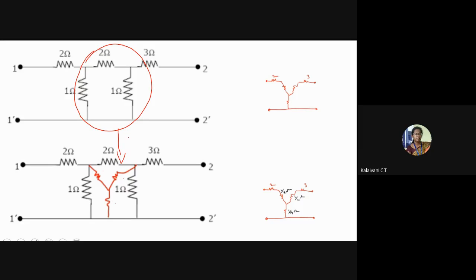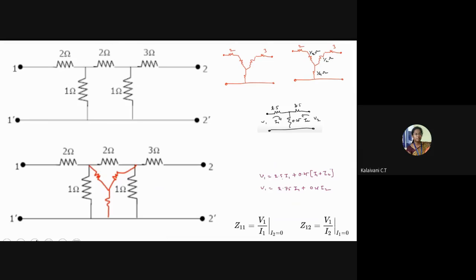In the circuit, 2 and 1 by 2 are in series now. This 1 by 2 and 3 are in series. So we can add these two. So 2 plus 1 by 2 will be equal to 2.5. 3 plus 1 by 2 will be equal to 3.5. 1 by 4 value is 0.25.